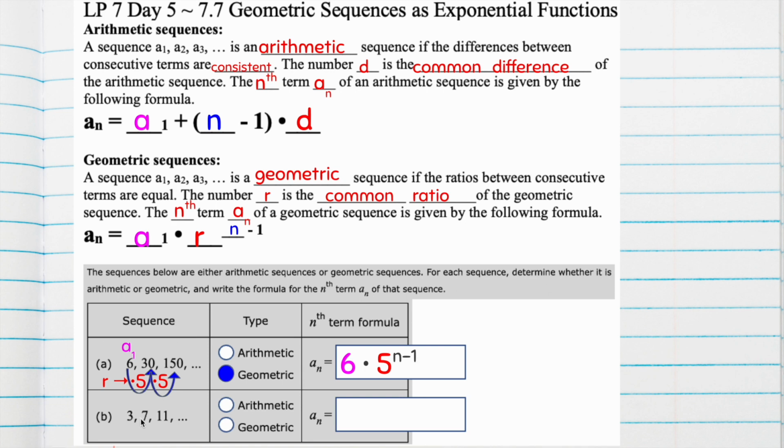All right, down here, 3, 7, 11, this definitely looks like addition. It's going much slower. So if I add 4 here, I go from 3 to 7. If I add 4 again, I go from 7 to 11. So that's arithmetic. My first term, well, that's the 3 that they gave me here. My common difference is positive 4. So now let's plug it in here again. N is going to stay n because I'm writing it for the nth term. So I have my first term plus n minus 1 times that common difference of 4.